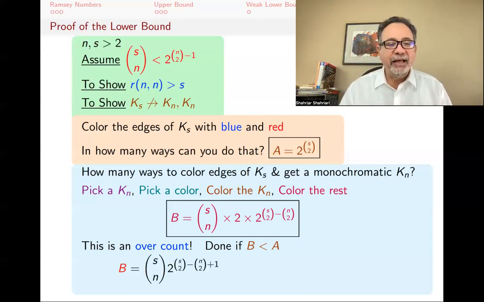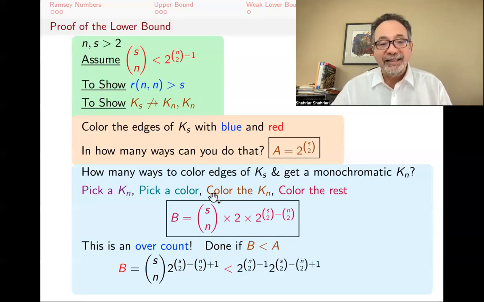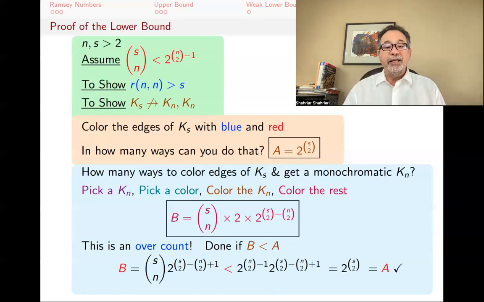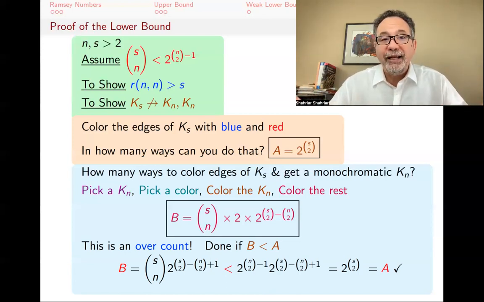Okay, and what's this B? Well, B is s choose n times 2 to the s choose 2 minus n choose 2 plus 1. But s choose n, we had assumed that it's less than 2 to the n choose 2 minus 1, and that was rigged for this proof to work. So if you put that there, this is going to be less than, instead of s choose n, I put 2 to the n choose 2 minus 1, and then the bases are the same, you add the exponents, and you get 2 to the s choose 2, which is A. So B is less than A. Even though we did that huge overcount, it's less than A. So there have got to be some colorings of Ks that do not have any monochromatic guys in them. So Ks can't possibly arrow Kn comma Kn.